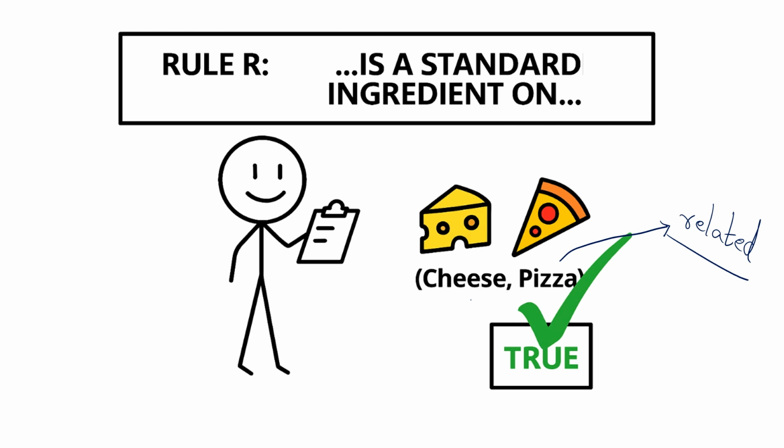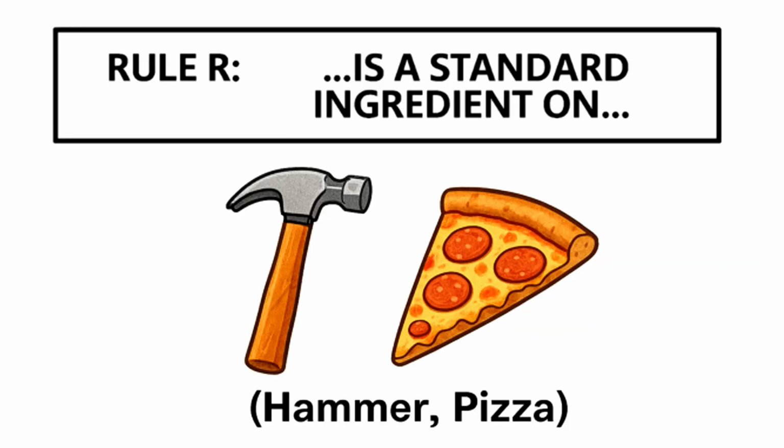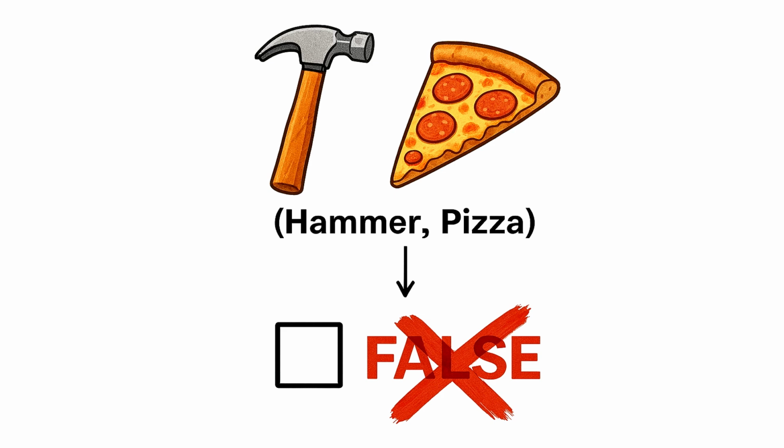Okay, let's look at another example. Hammer and pizza. Put it in the rule R. Can I say hammer is a standard ingredient on pizza? Well, certainly not. So, here what do we say is that this hammer, comma, pizza, this ordered pair is a false ordered pair for the rule R. So, not following rule R, hence, it is a false ordered pair.